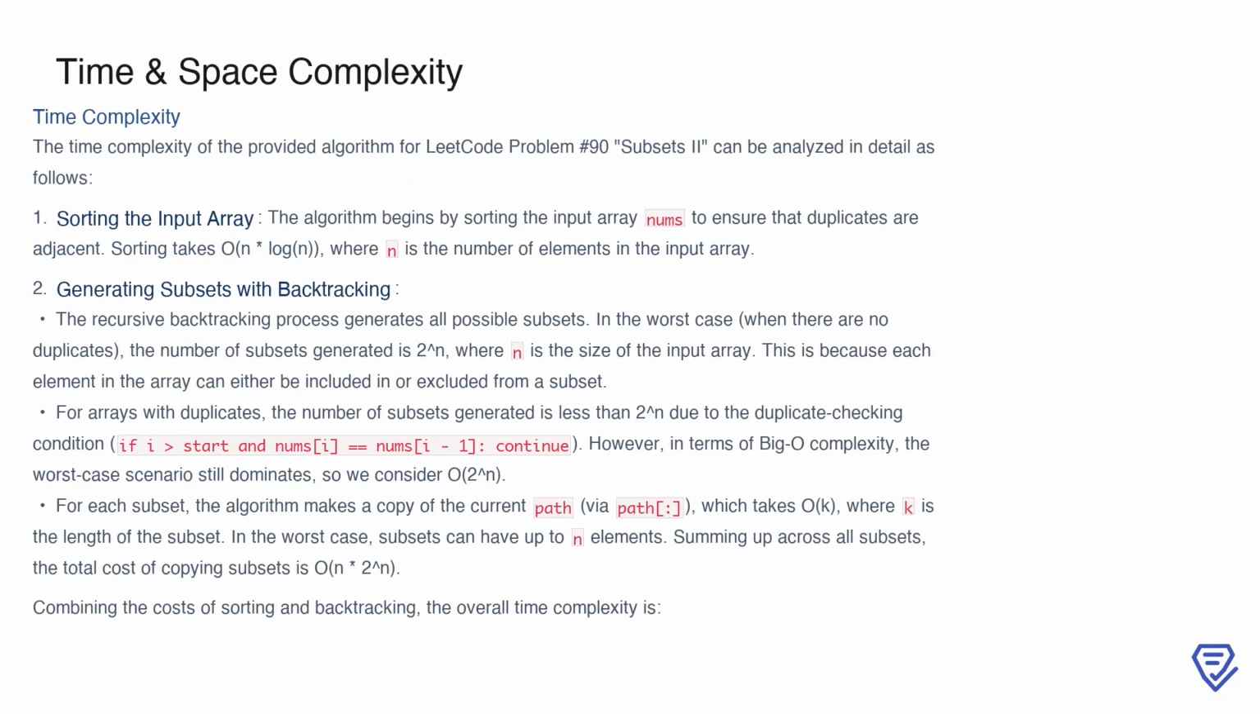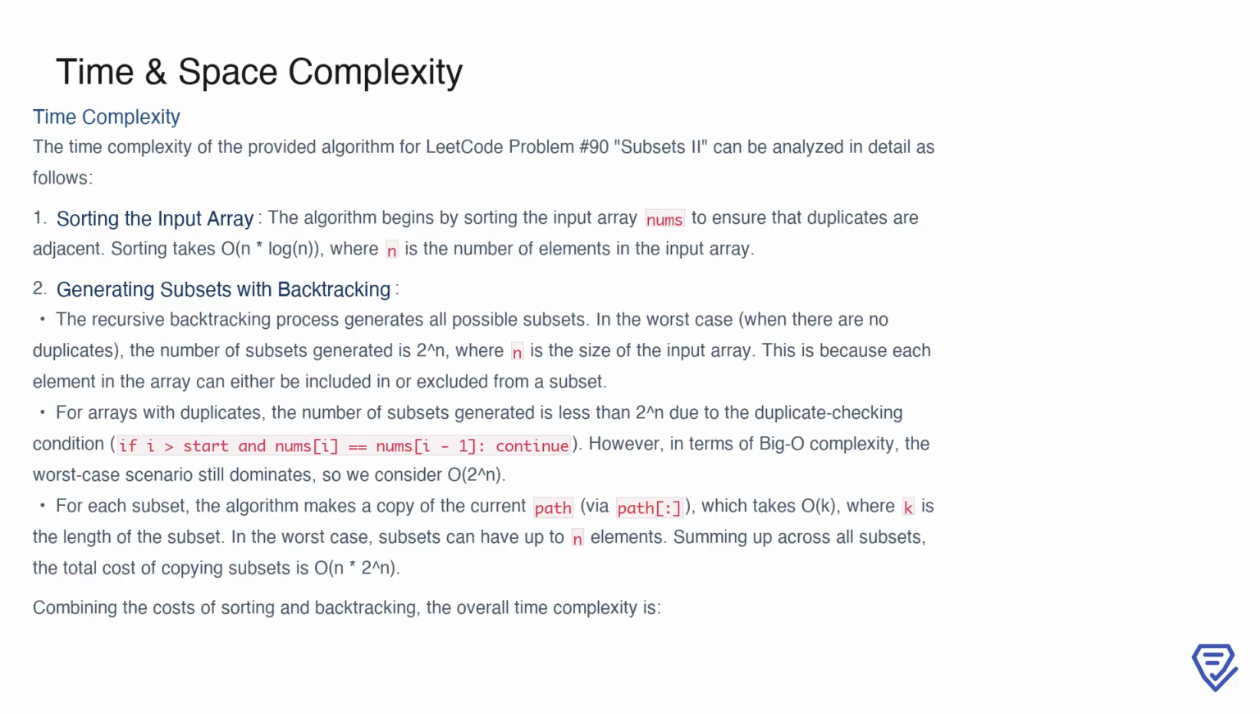To analyze the time complexity of this algorithm, we start with the sorting step. Sorting the input array ensures that duplicate elements are adjacent, and this operation takes n log n, where n is the number of elements in the array. Next, we move to the backtracking process, which is responsible for generating all possible subsets. In the worst case, when there are no duplicates, there are 2 to the power of n subsets since each element can either be included in or excluded from a subset.